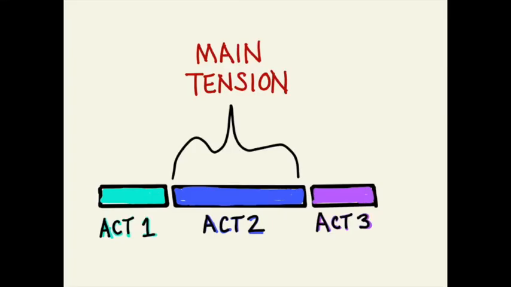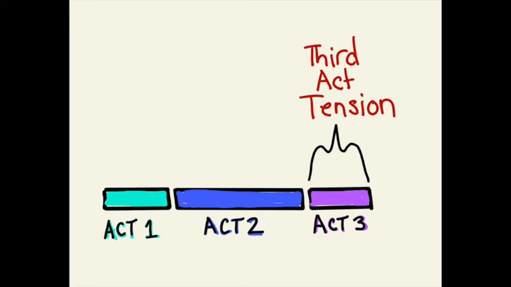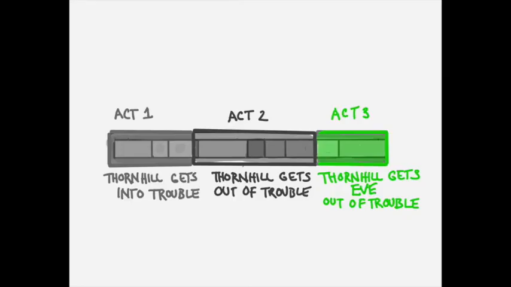But soon after the main tension is resolved, at the second culmination, a new third act tension is established. It could be that the protagonist discovers one final way to get what they want, or it could mean that the protagonist now wants something entirely different. Like Thornhill. All he wanted in the second act was to find Kaplan and clear his name, but in the third act, he wants something new: to save Eve.